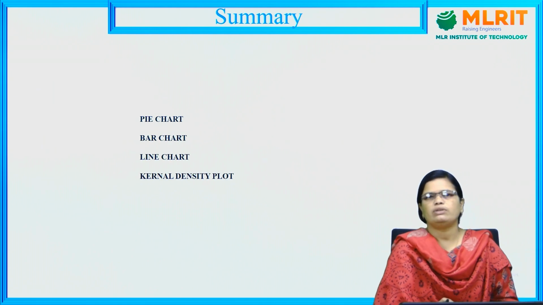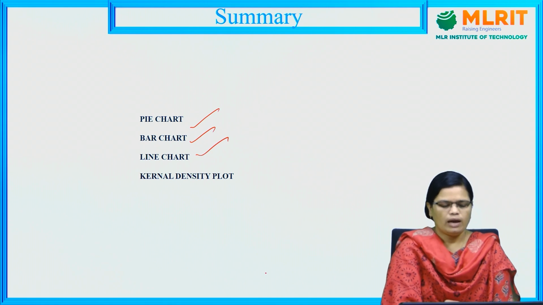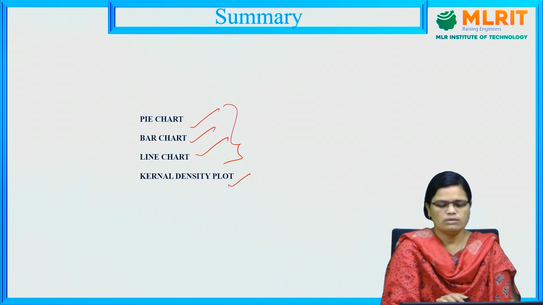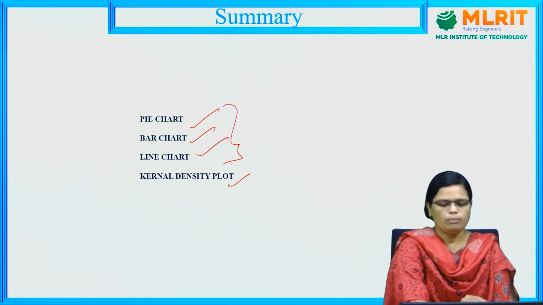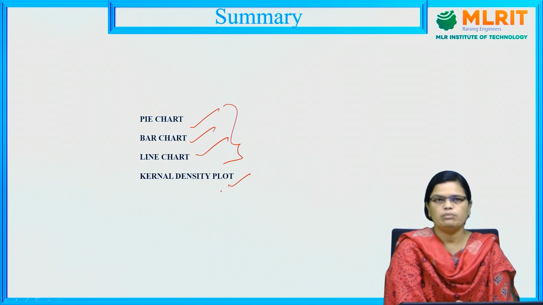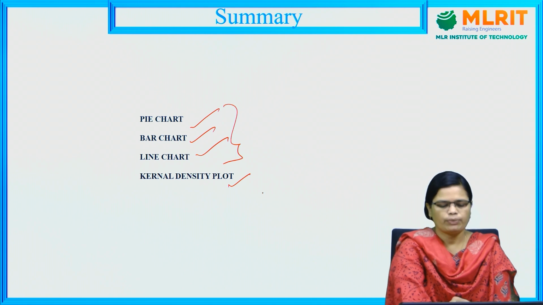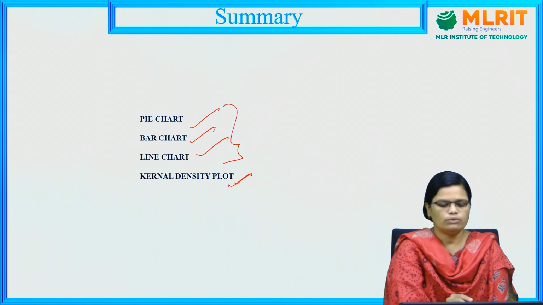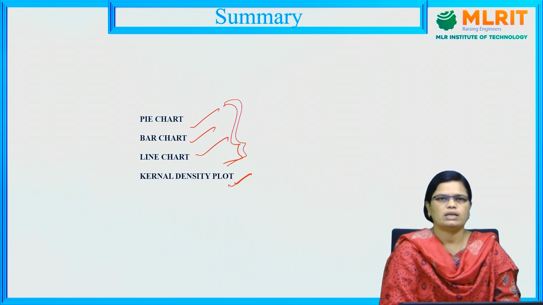So in this lecture, we have seen the basic visualizations like the pie chart, bar chart, line chart, and the kernel density plot. These are the basic visualizations we come across even for very small applications. But when you are dealing with a very large number of data points, more than 100, then you have to go for the kernel density plot. Otherwise, if it is less than 100 data points, then it is better to go for the basic charts like pie chart, bar chart and line charts.